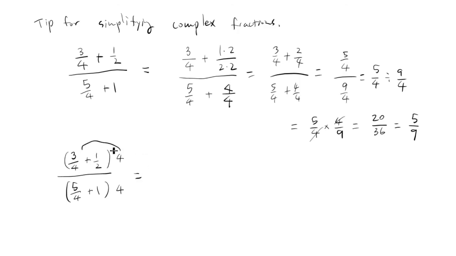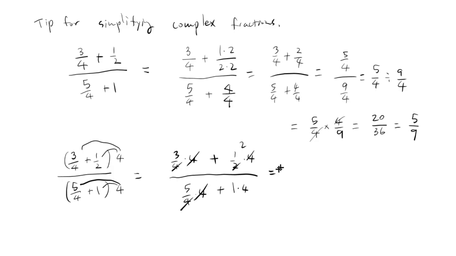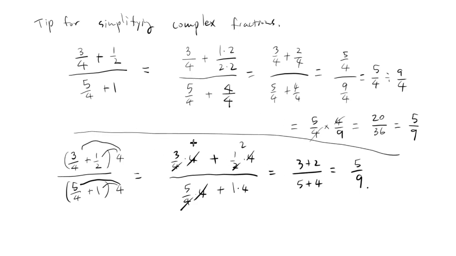Okay, then we use the distributive property. We expand. And you say 3 over 4 times 4. Well, 4 cancels, and that just leaves you with 3, right? And then 1 over 2 times 4. 4 divided by 2 is just 2. And down here, 5 over 4 times 4. 4 cancels. And 1 times 4 is just 4. So you have 3 plus 2 over 5 plus 4, which is 5 over 9. Okay, and that's a lot easier than trying to do what's above.